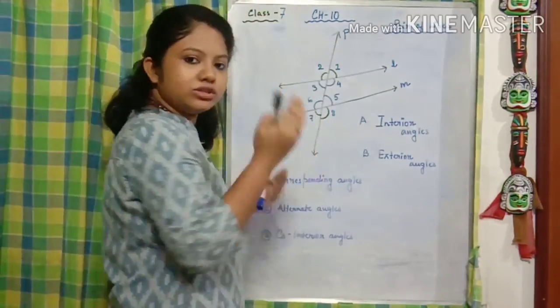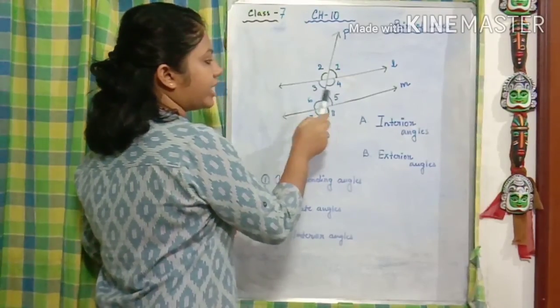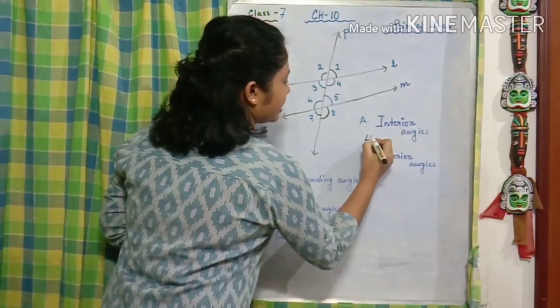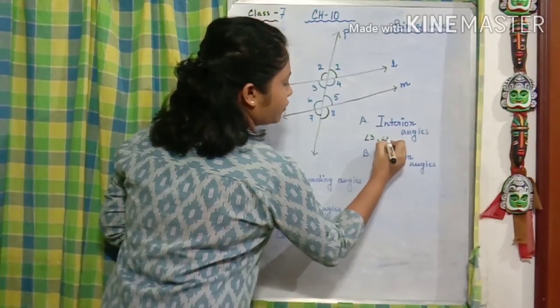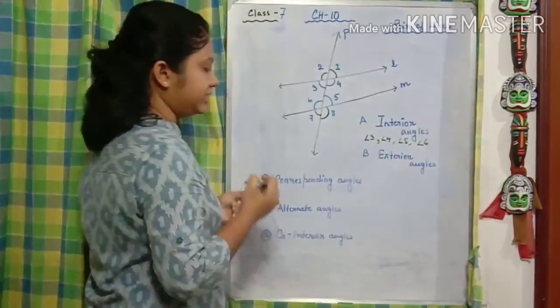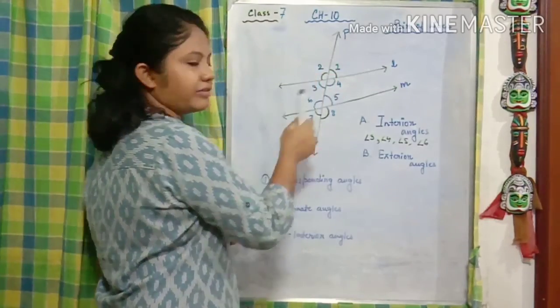So from here you can also say which are the interior angles. Yes, 3, 4, 5, 6 are the interior angles. So we are going to write it down: angle 3, angle 4, 5 and 6 are the interior angles. While which are the exterior angles? 1, 2, 7, 8.